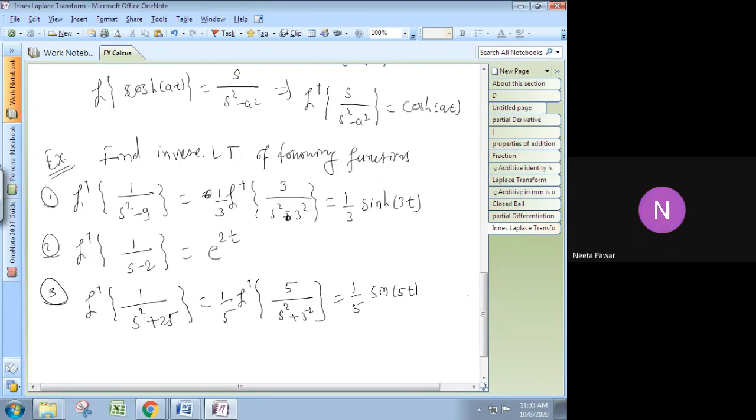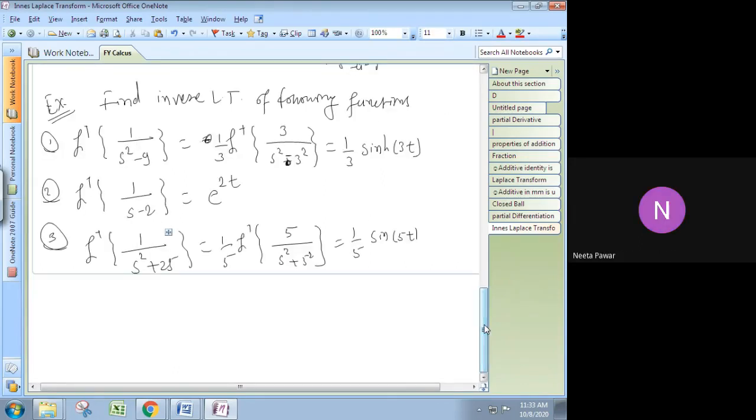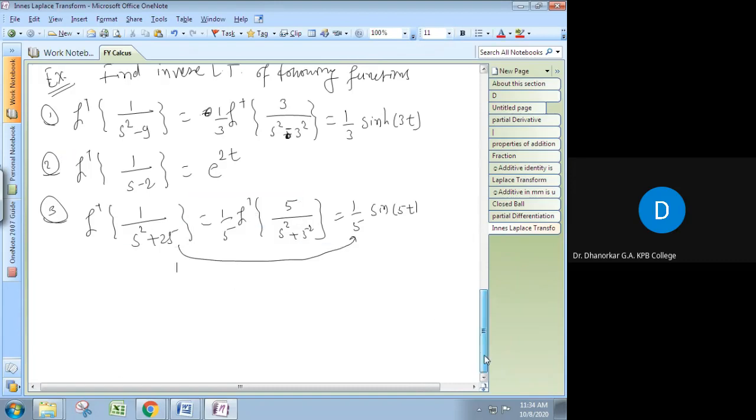Suppose I will write, yes. Sir, can't we write it directly according to the formula? Here, the answer directly. Yes sir, L inverse of 1 by s square plus 25, can't we directly write 1/5 sine 5t? Yes, yes, we can write, but this is the beginning. That's why I am writing step by step. Yes, okay sir. Directly we can write. Do not worry. This is the beginning part. That's why I am writing here. Otherwise, you can write here.